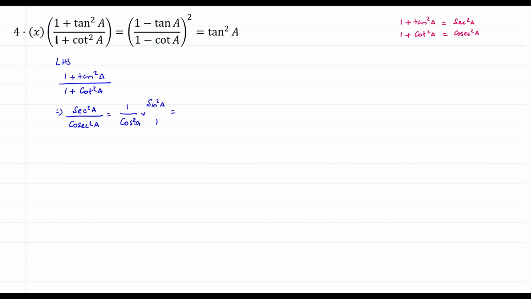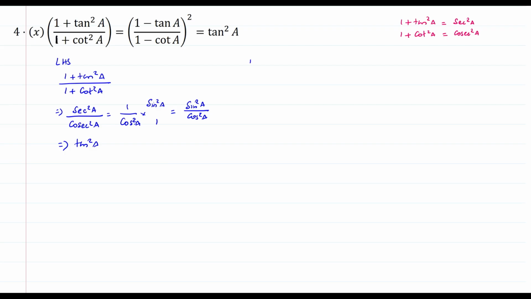And if you see this, the next step, it will actually be sin square A by cos square A. And what is sin square A by cos square A? It is tan square A. So hence we proved the first part. So LHS is equal to RHS. So the first part is proved. Now let's take the middle term.